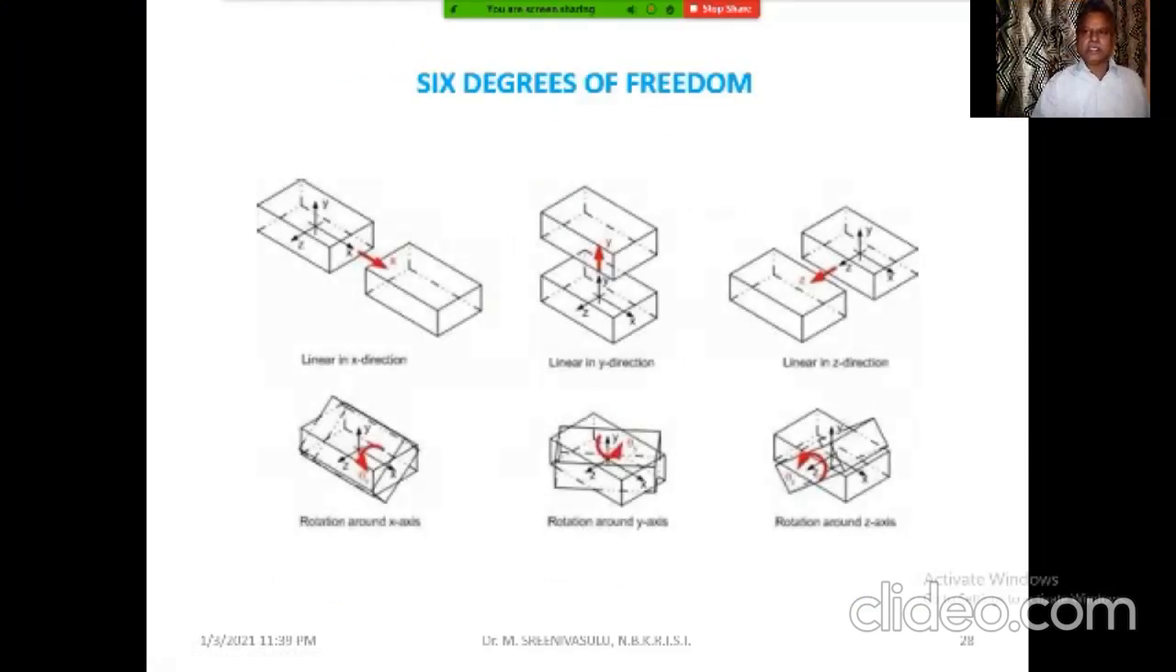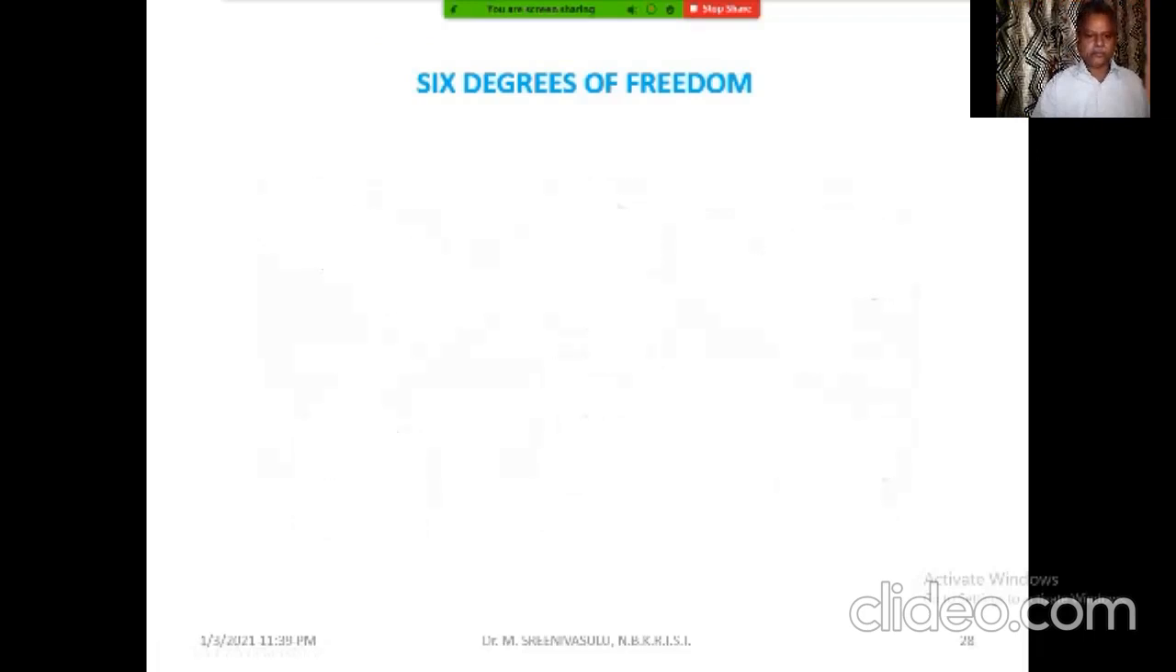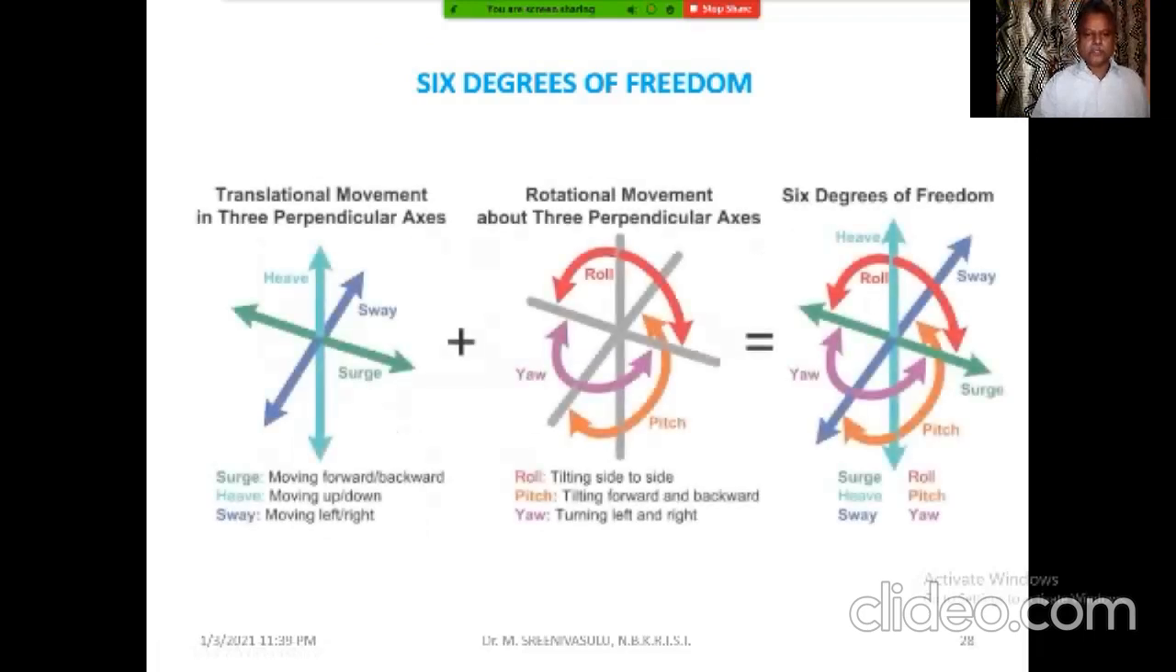Anyway, this is going to give us an idea on 6 degrees of freedom, 3 linear motions at the top, 3 rotary motions about 3 different axes at the bottom. And of course, the same information pertaining to the 6 degrees of freedom has been shown in the other set of slides.